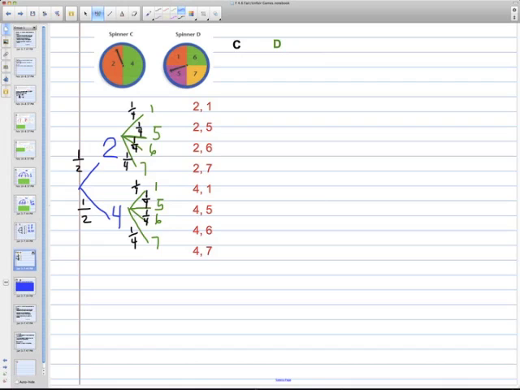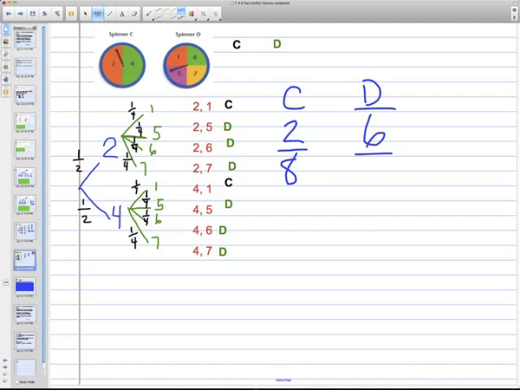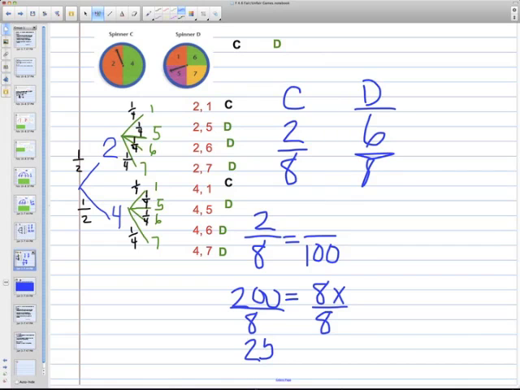We worked with the spinners above, C and D, and there's our tree diagram showing the theoretical probability. Spinner C won 2 out of the 8 times. Spinner D won 6 out of 8 times. To find this percentage, we can easily make a cross product pair, a proportion, and we get 25%.